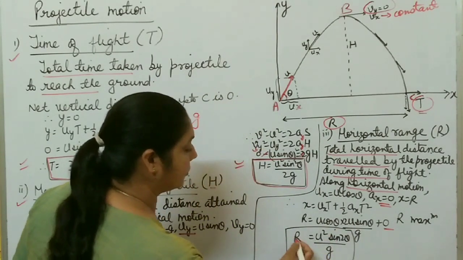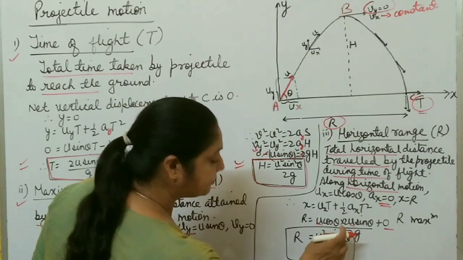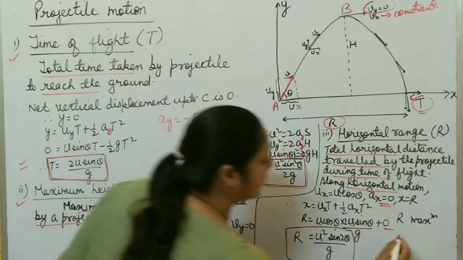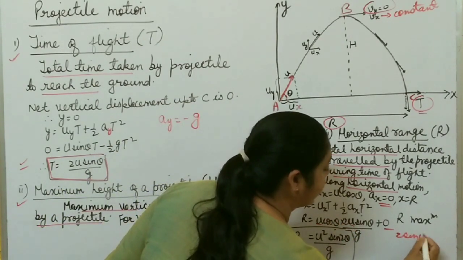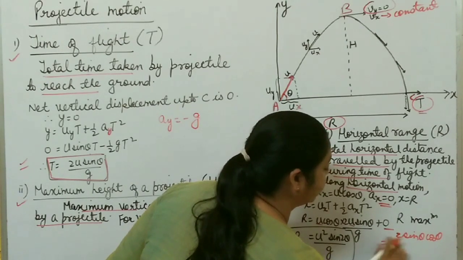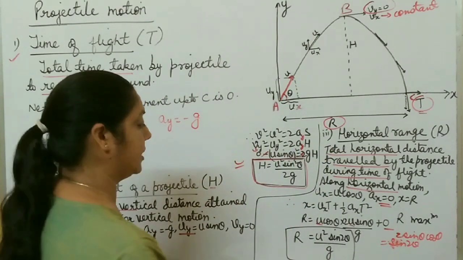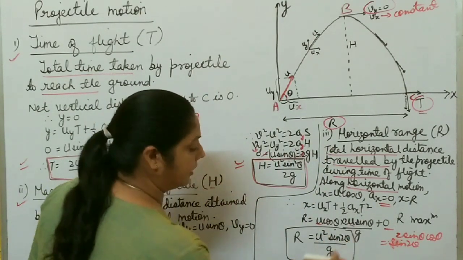From here, you calculate R equal to u square, this u multiplied, then 2 sin theta cos theta. 2 sin theta cos theta is what? It is sin 2 theta, right? Sin 2 theta is 2 sin theta cos theta. So you write R equal to u square sin 2 theta by g.